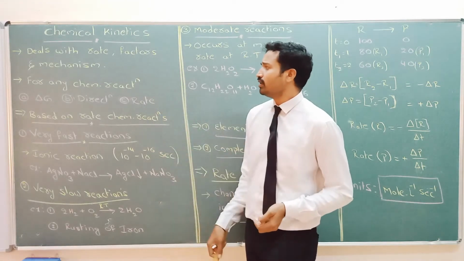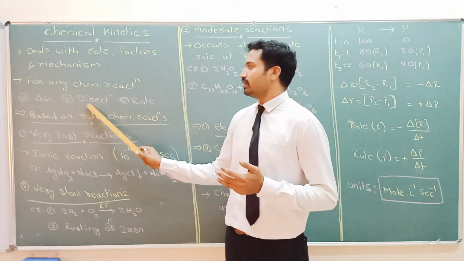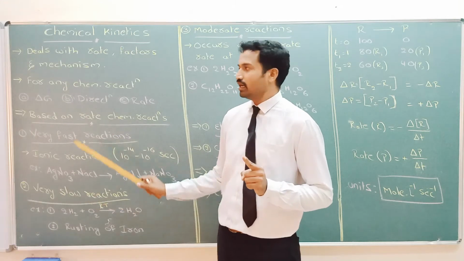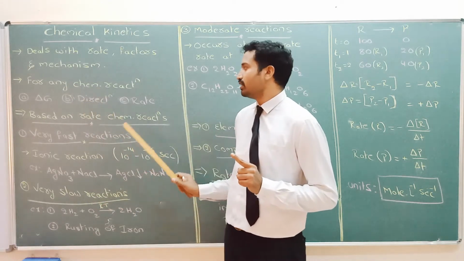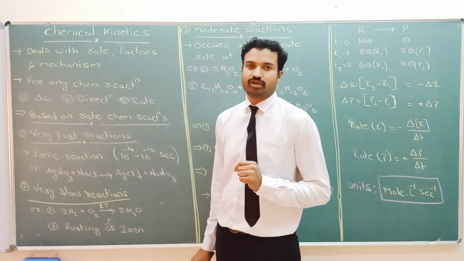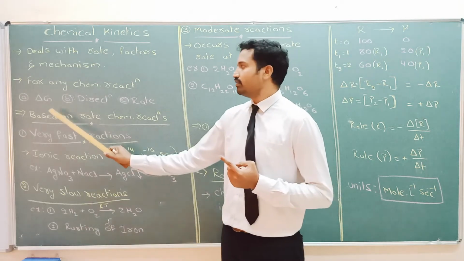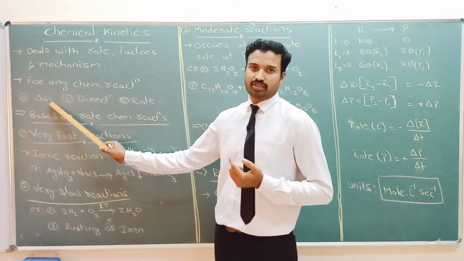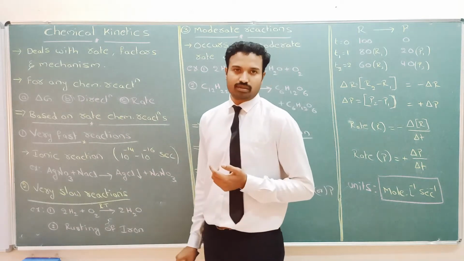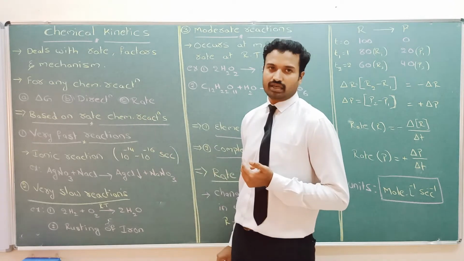So, for any chemical reaction, we need to understand three things. One is delta G of a chemical reaction, direction of a chemical reaction, and rate of a chemical reaction. First one, delta G. Delta G means the free energy change. Already we discussed this in the first year thermodynamics chapter. Next, direction of a reaction. This is also discussed in the equilibrium chapter in first year. Now, we are going to discuss the rate of a chemical reaction.